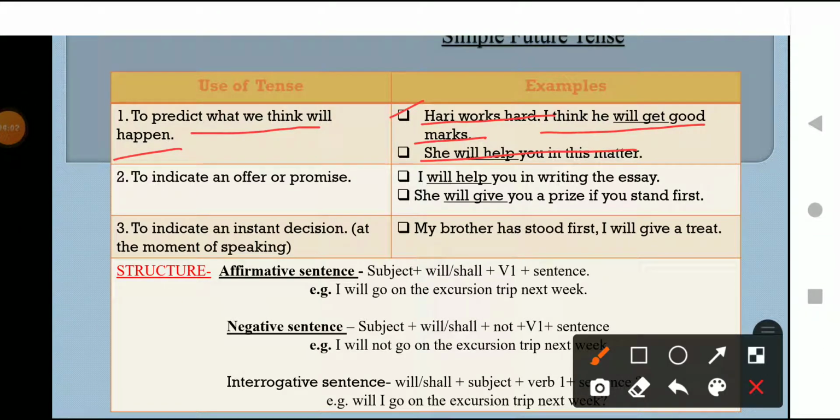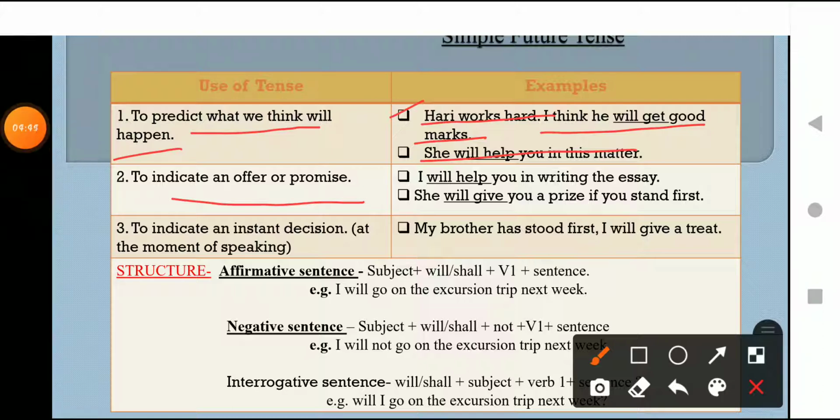The second point is to indicate an offer or promise. It means that it is used to offer. Future tense is used when someone is offering some other person to do something, or it is used to promise to do something. If I offer that I want to help you in this matter, or if I promise that yes, I will help you in this particular matter, for these types of sentences we use simple future tense.